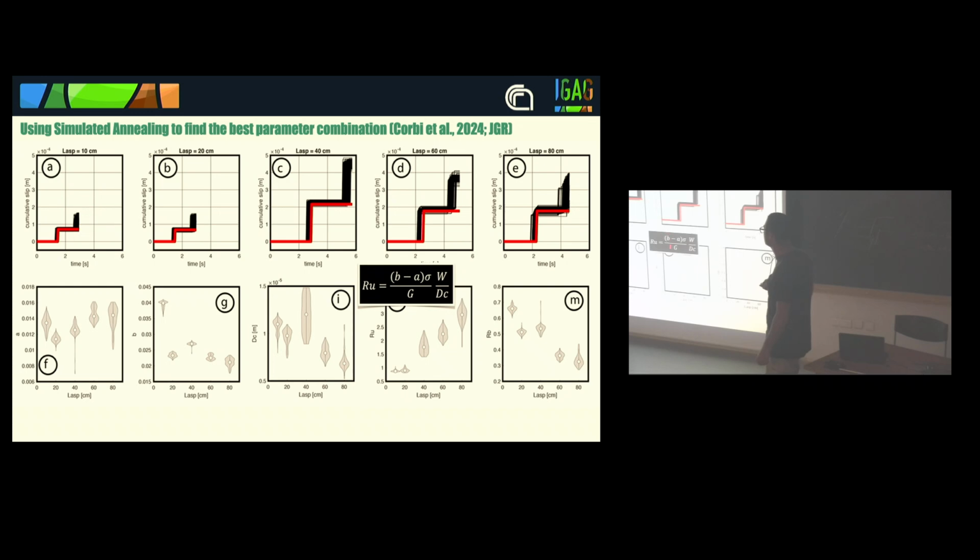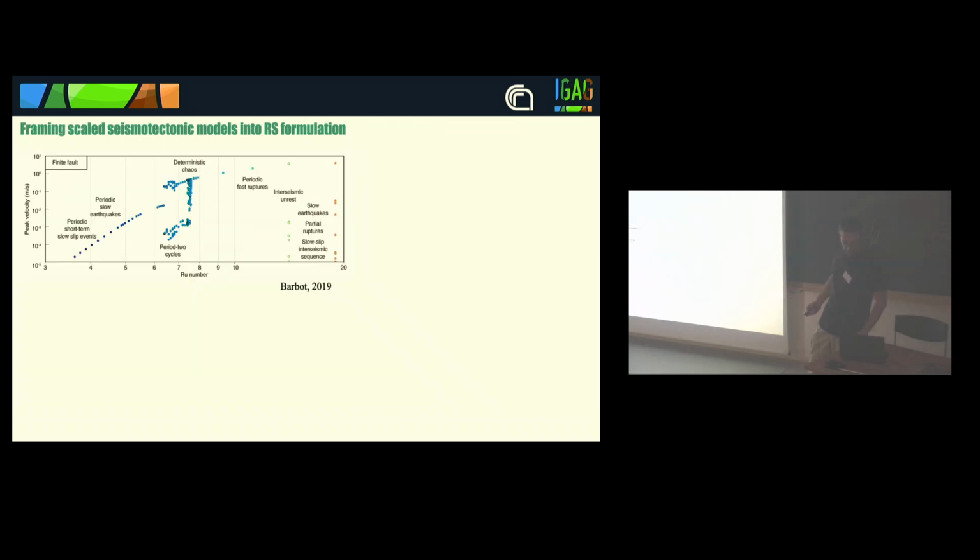And what we found is that this important number, the Ruina number, which is proportional somehow to how critical our fault is, is close to 1 up to 3, 4, let's say, while RB is decreasing with increasing size of the asperity. And I would like to reach the end of the presentation with this slide, which is a plot provided by Sylvain, which shows the peak velocity as a function of the Ruina number.